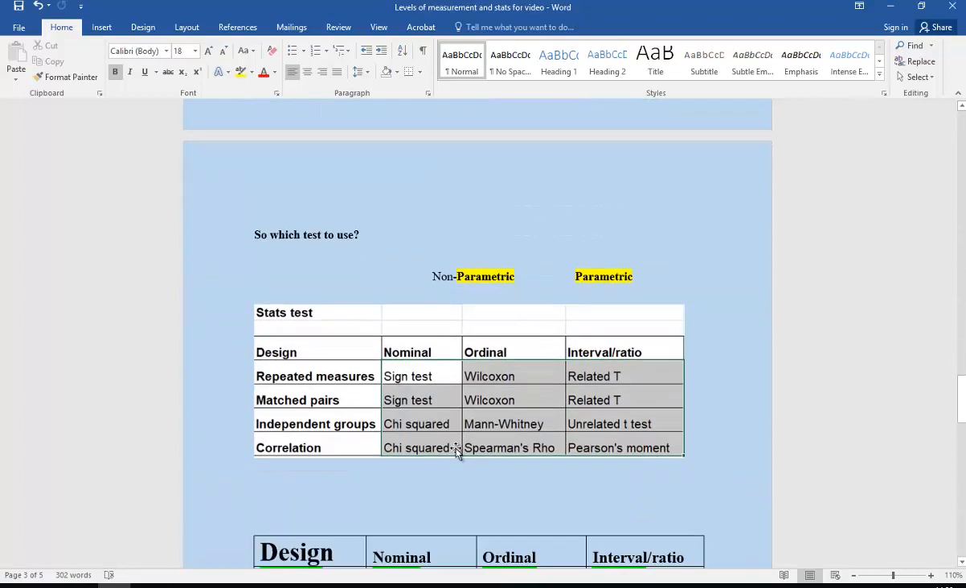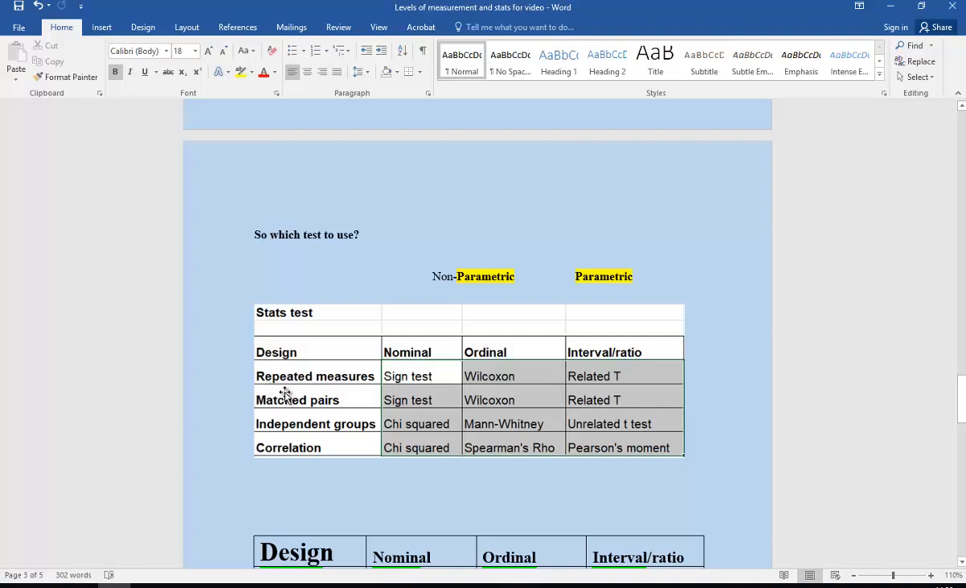Let's go on to which test to use. This is the table that you should learn. Across here we have nominal, ordinal, interval, going from the worst, most imprecise data to the most precise: nominal first, then ordinal, and then the most precise, interval ratio. Down here we have the experimental designs. So we have repeated measures and matched pairs. It doesn't matter which one of those you do, because you'll see the tests are exactly the same. It doesn't matter which order you put those in.